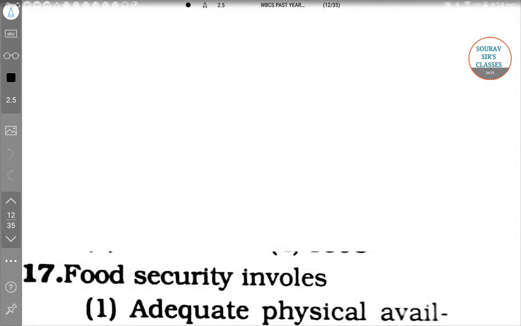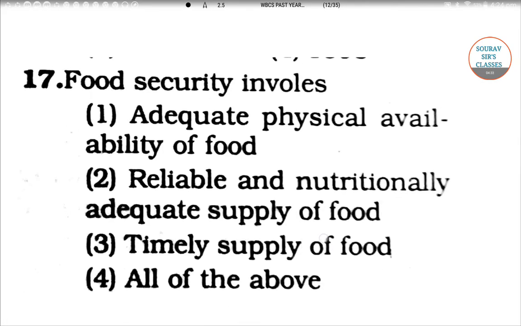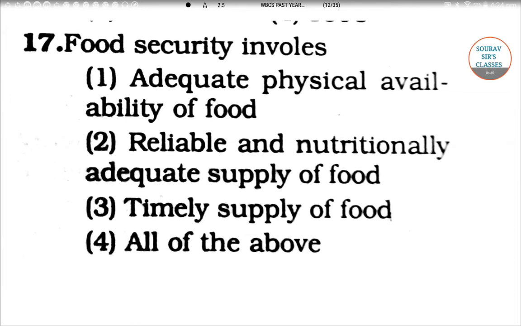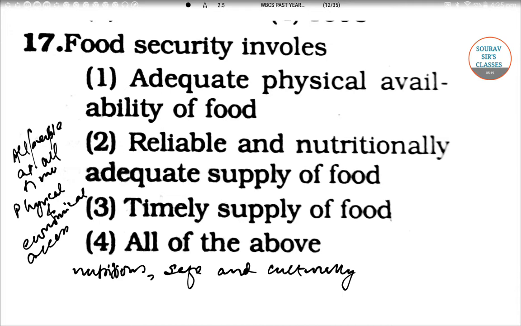Food security involves adequate physical availability of food, reliable and nutritionally timely supply of food, or all of the above. Food security means that all people at all times have physical and economic access to adequate amounts of nutritious, safe and culturally appropriate food.